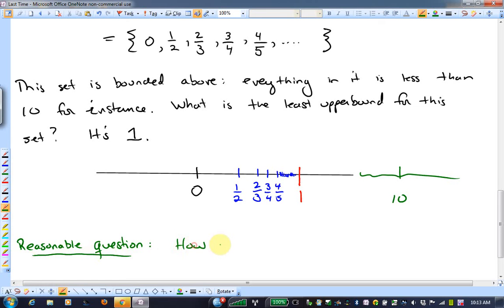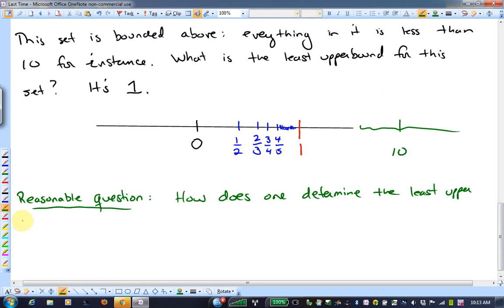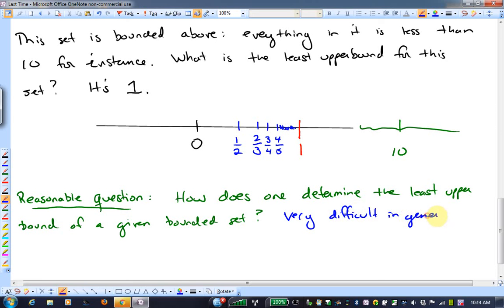So a reasonable question is, how does one determine the least upper bound of a given bounded set? And the answer is very difficult in general. I don't know. That could be very, very tricky to do.